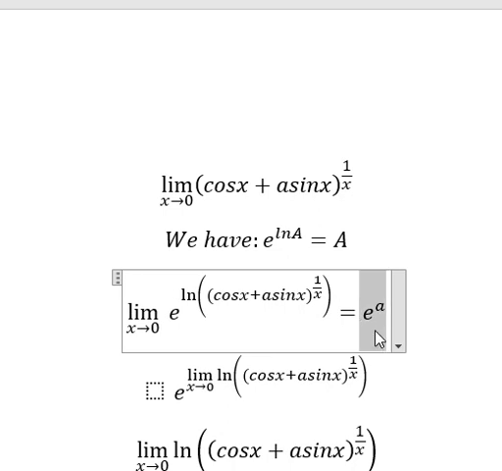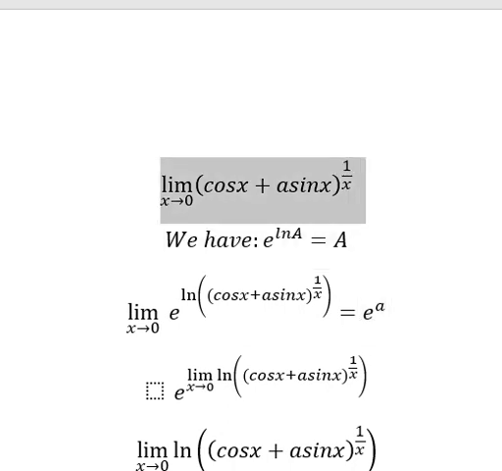And here is the final answer of the limit. This is the end.